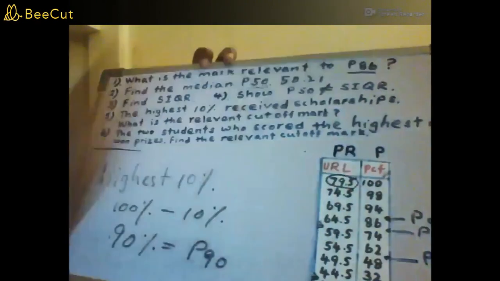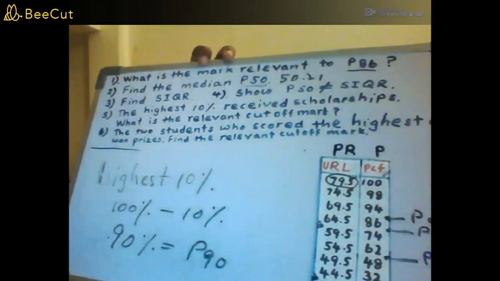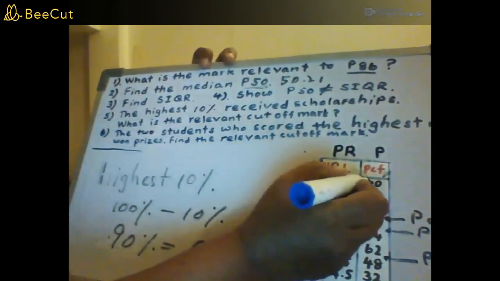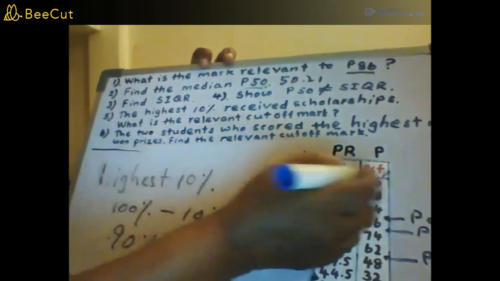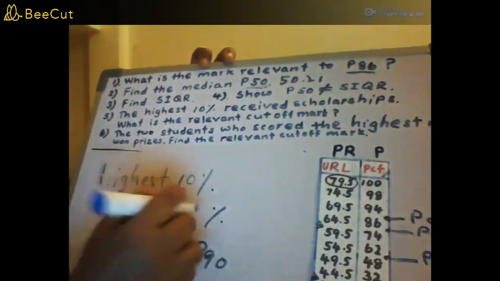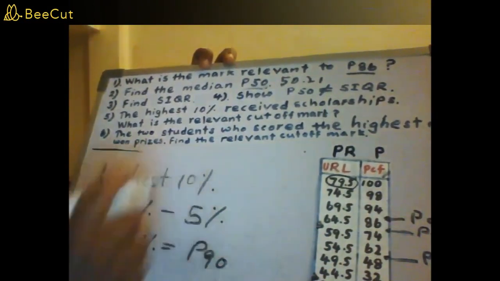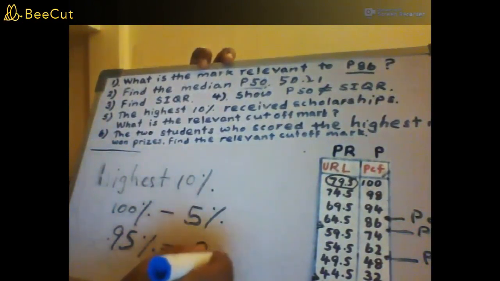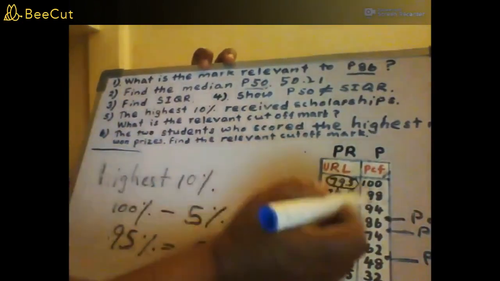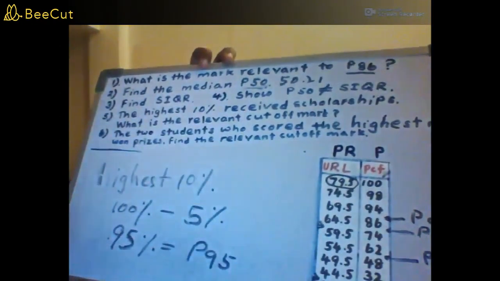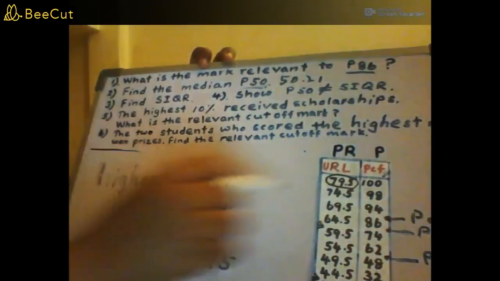P90. Suppose we say the highest 5%. So you'll have to deduct 5 from this 100. So 100% minus 5. What is that then? The answer is 95%. 95% means P95. Where's P95? Once again here, in between. Alright, when they give the highest one, you will have to deduct.